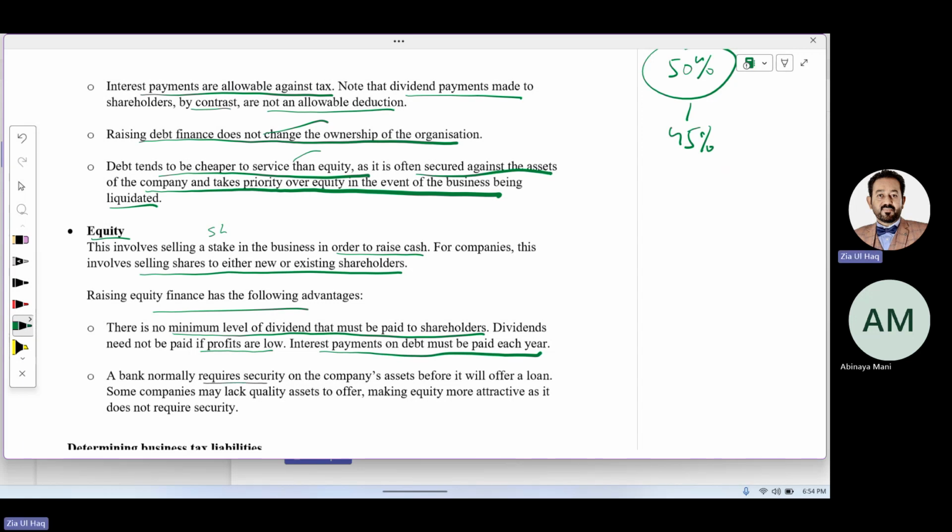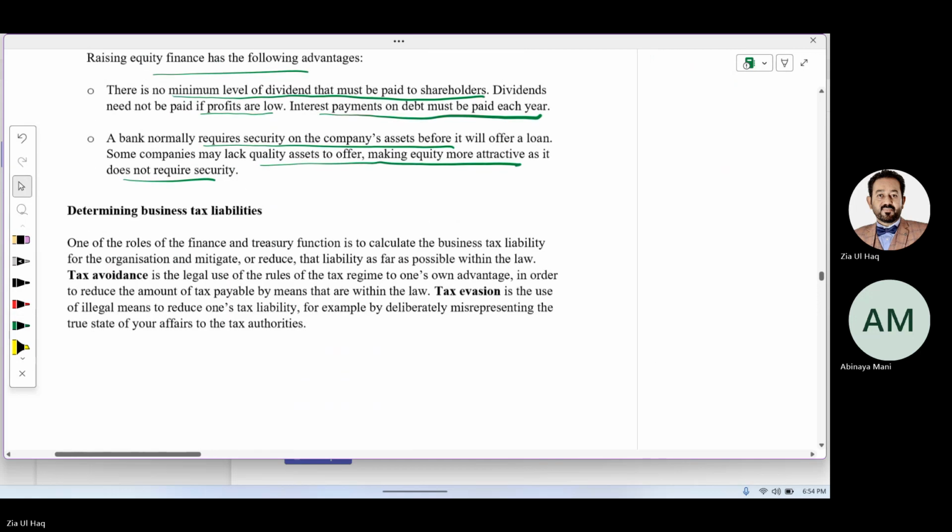A bank normally requires security of the company's assets. Meaning while making a loan decision, the bank requires some asset as security. If you don't have security, you cannot take a loan. While for an equity holder, the shareholder doesn't require any security. You don't need to pledge your assets to the investor. This is another advantage of equity. Some companies may lack quality assets to offer, making equity more attractive as it does not require any security.